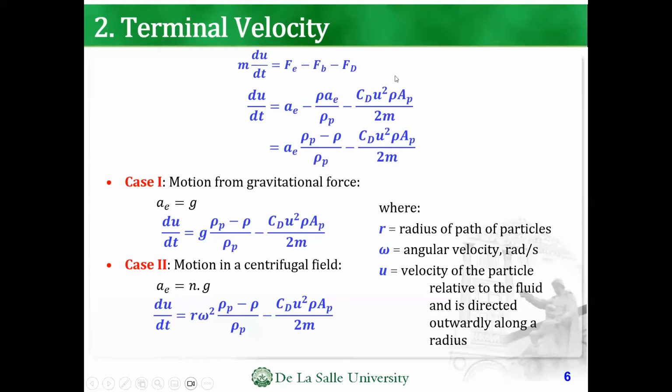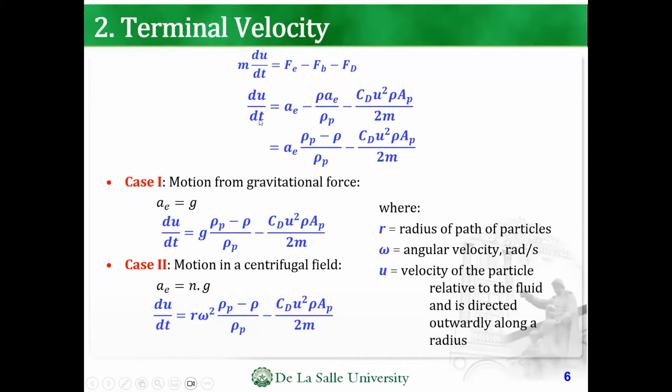So only the last term is the one that would be containing m. And then if we combine the first two terms and then factored out AE, you'll end up with this. So let us take two cases for the terminal velocity. First is motion from gravitational force.